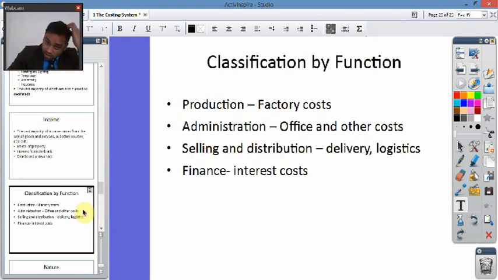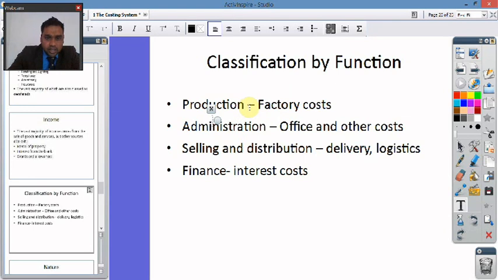Classification by function. So this is another way of classifying costs. There's three ways altogether: classification by element, classification by function, and direct or indirect. So we're going to look at function for now. These are the four categories of function.